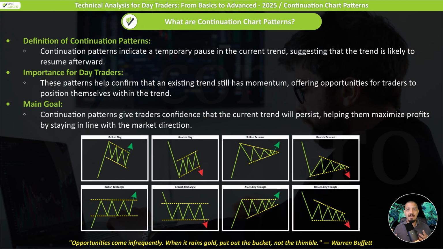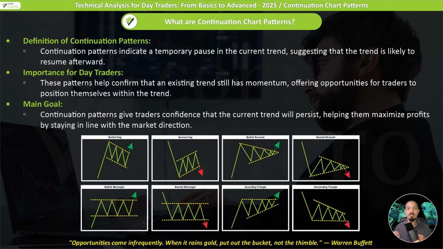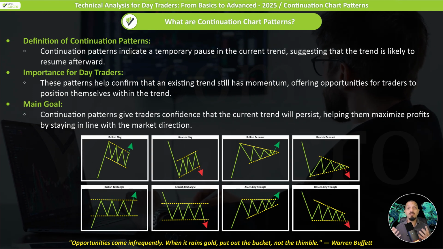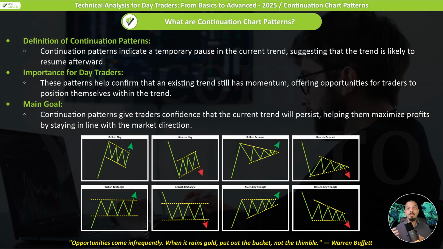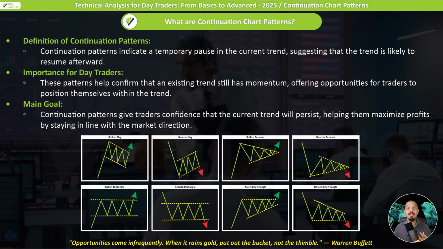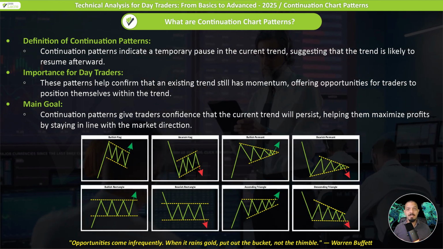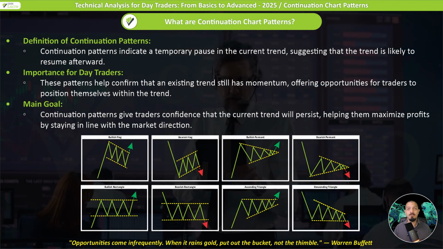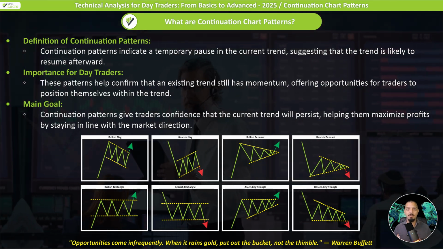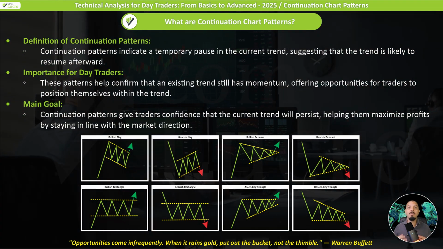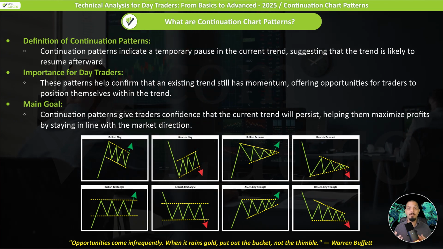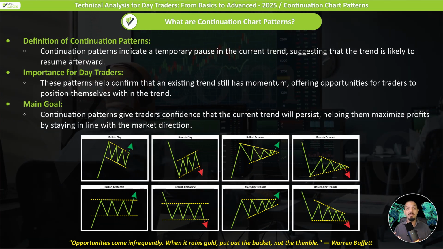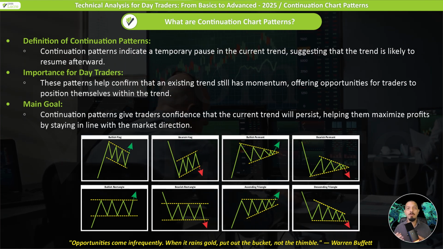Now, let's begin by answering the question, what are continuation chart patterns? Continuation patterns are formations on price charts that indicate a temporary pause in the current trend, suggesting that the trend is likely to resume afterward. These patterns are particularly valuable for day traders, as they help confirm that an existing trend, whether up or down, still has momentum and is likely to continue after a brief consolidation. The main goal of continuation patterns is to give traders confidence that the current trend will persist, allowing them to position themselves to ride the trend further.